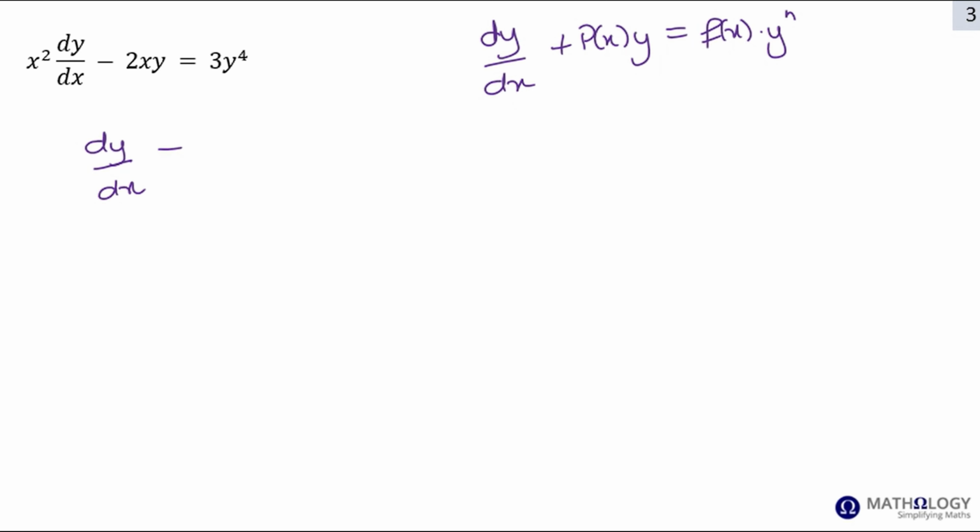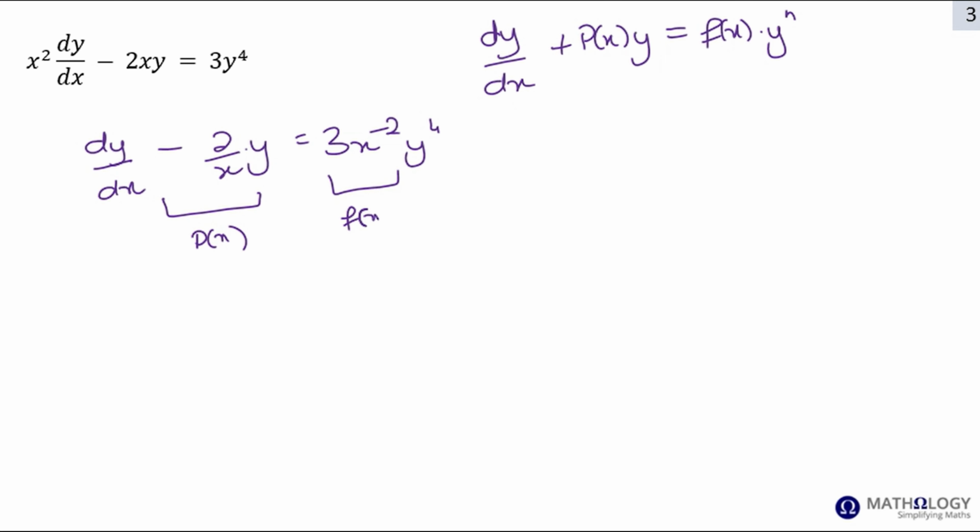So dy/dx minus 2 over x times y equals 3, and I'll write this as x to the minus 2 times y to the 4. So we can clearly see that minus 2 over x is p of x, and 3x to the minus 2 is f of x. The value of n in this case is 4, so we're going to use the substitution u equals y to the 1 minus n, so u will be y to the 1 minus 4. U is therefore y to the minus 3.